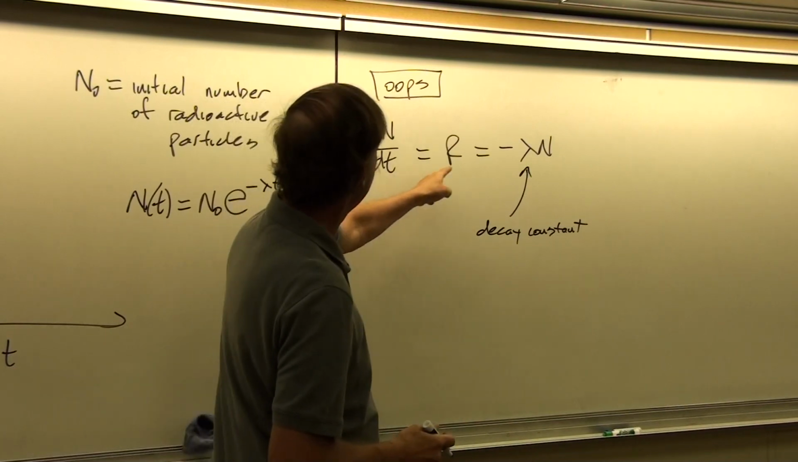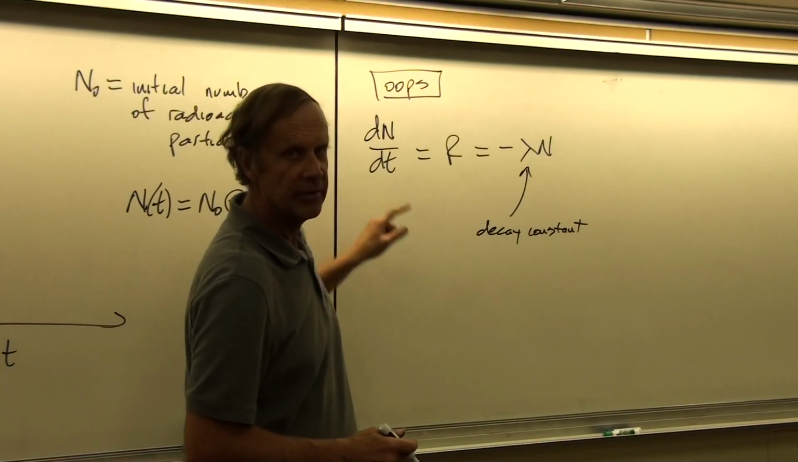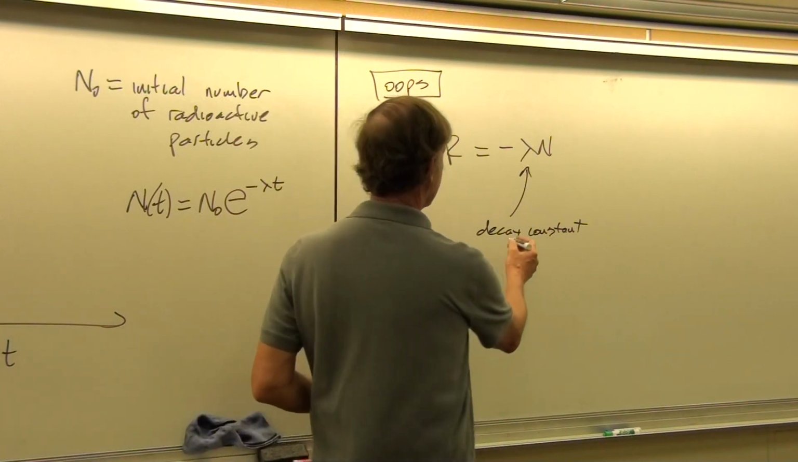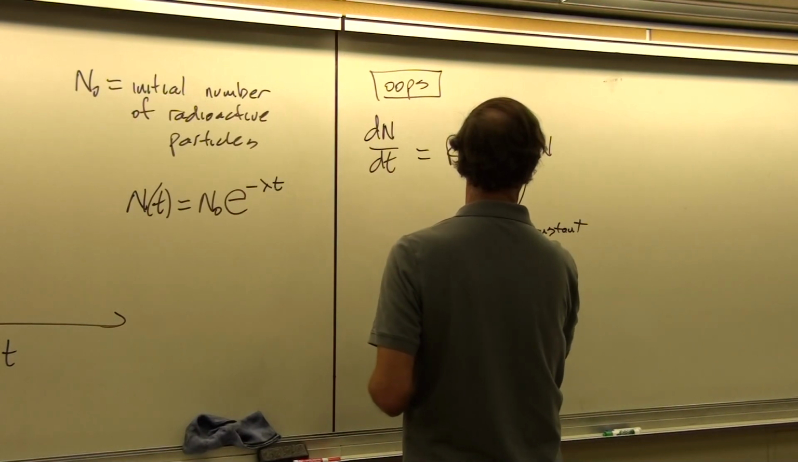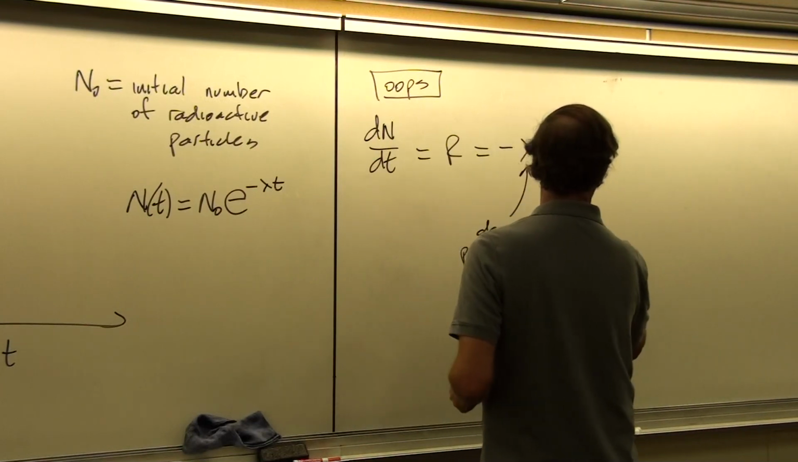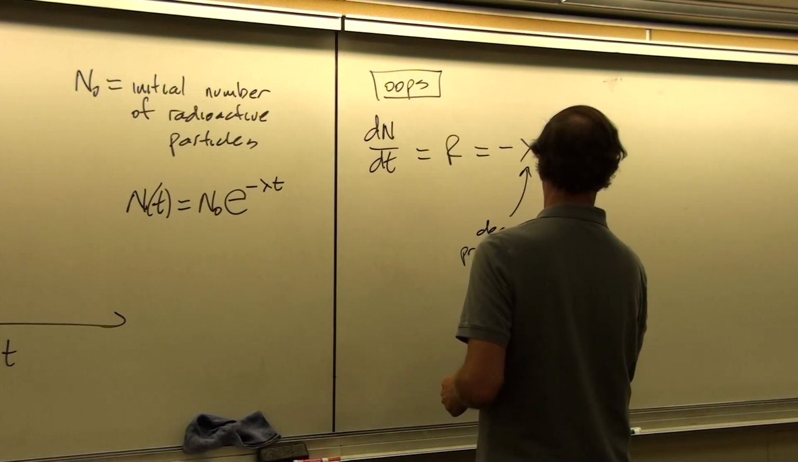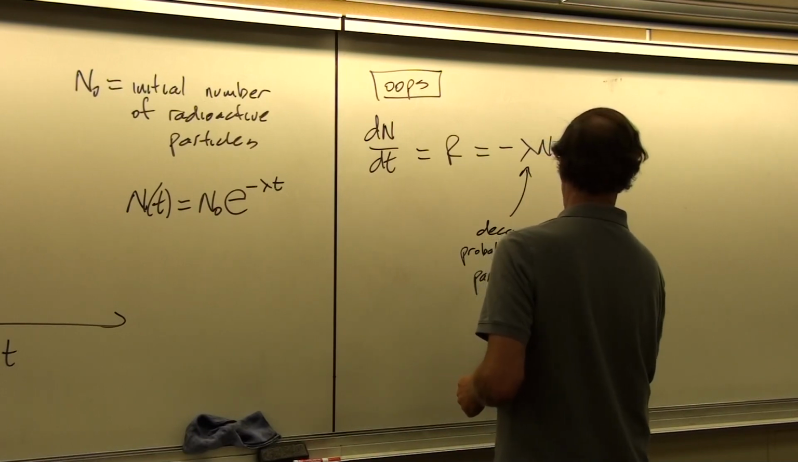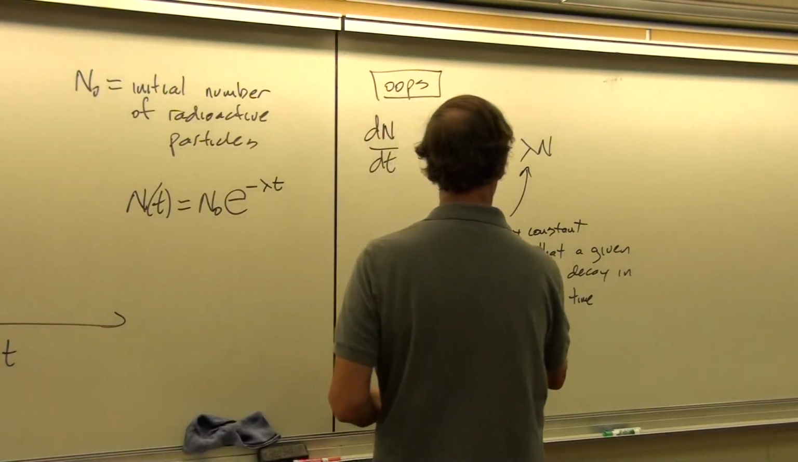Okay, so if we have a larger number of particles, we're going to have a bigger decay rate, because any given particle will decay at a certain rate. And so the decay constant is basically the probability that a given particle will decay in a certain time. So this is related to the tunneling probability that we talked about before.